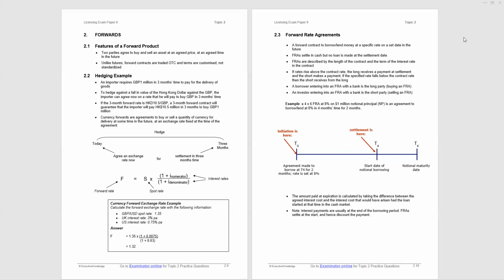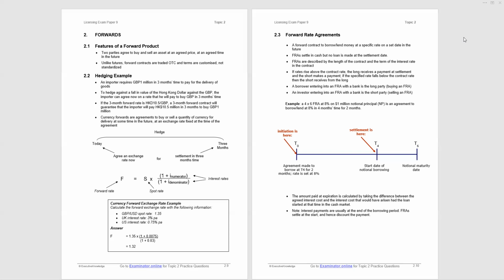Okay, let's look at an example. A 4x6 FRA at 8% on 1 million notional principal is an agreement to borrow lend at 8% in 4 months' time for 2 months. It's not so much an agreement to borrow lend, it's an agreement to buy or sell an FRA based on borrowing or lending at 8% in 4 months' time for 2 months. Now, that relationship is so important.